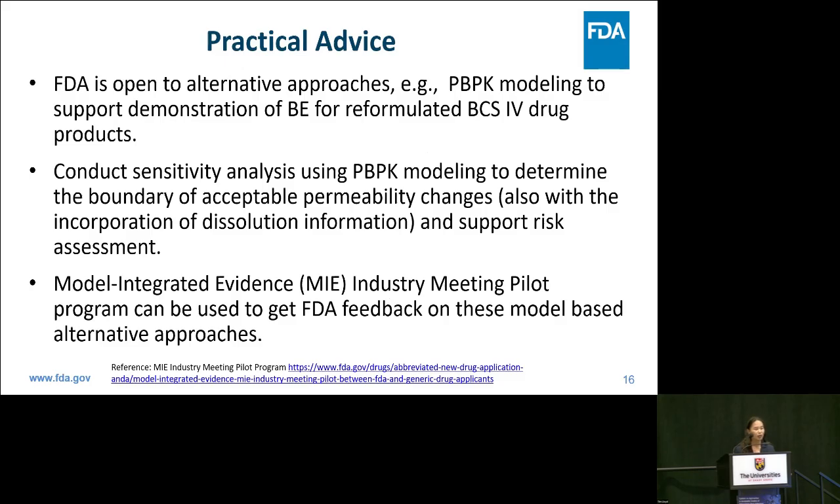So, taken together as a practice advice, FDA is open to alternative approaches like PBPK modeling to support demonstration of BE for reformulated BCS class 4 drug products. And by conducting a sensitivity analysis using this modeling, you can determine the boundary of acceptable permeability change. Siva also presented this in his examples. And by incorporating the dissolution information, this can be used for supporting your risk assessment for reformulation of BCS class 4 drugs. If you have questions or would like to use this model-based BE alternative approach, MIE, the Model Integrated Evidence Industry Meeting Pilot Program, can be used to seek FDA feedback.